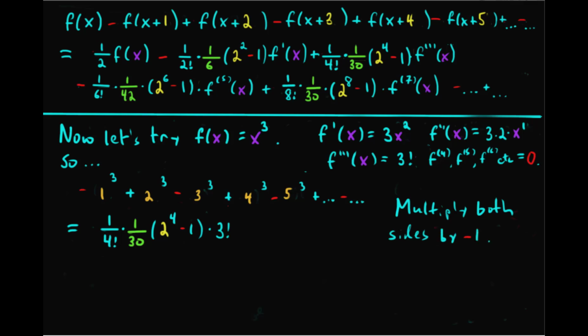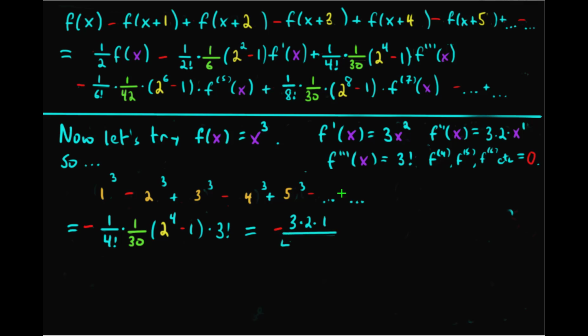We'll multiply both sides of the equation by -1 to produce the series 1 cubed minus 2 cubed plus 3 cubed minus 4 cubed plus 5 cubed minus dot dot dot plus dot dot dot equals minus 1 over 4 factorial times 1 over 30 times the quantity 2 to the 4th minus 1 times 3 factorial. Well, I'll just bring that 3 factorial all the way over. This will equal minus 3 times 2 times 1 over 4 times 3 times 2 times 1 times 1 over 30 times, well, 2 to the 4th is 16, so times 16 minus 1, which is just 15.